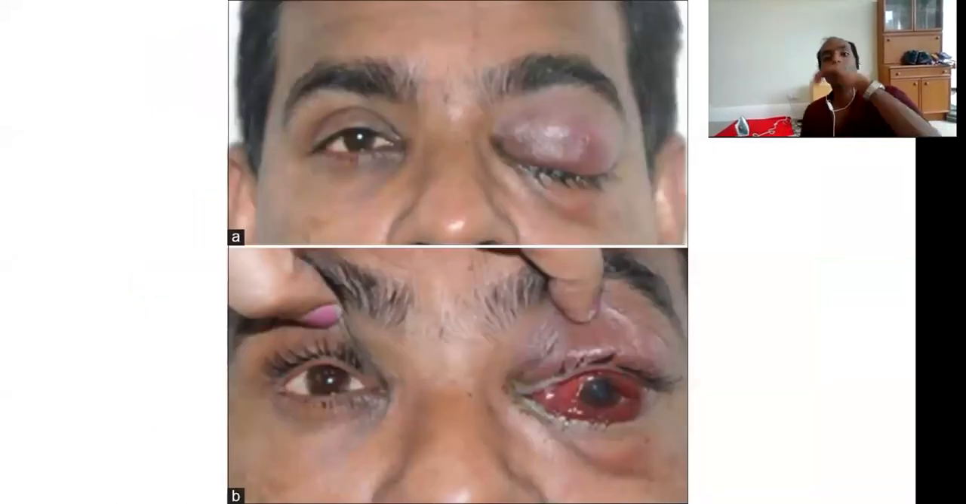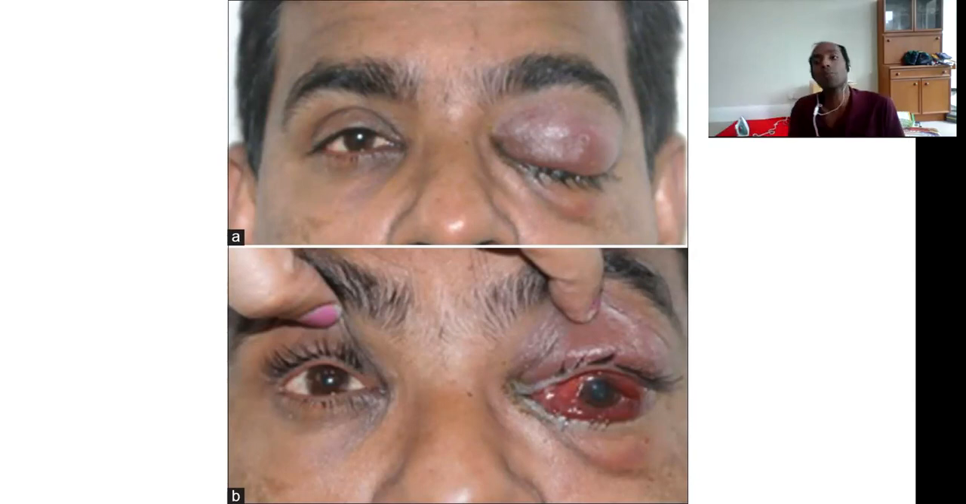So, what will you get if there is a lesion in the cavernous sinus? So that you call complete ophthalmoplegia. Eyeball doesn't move in any direction. Why? 3, 4, 6, all the 3 cranial nerves are gone. So the eyeball does not move in either direction. It is completely ophthalmoplegic.